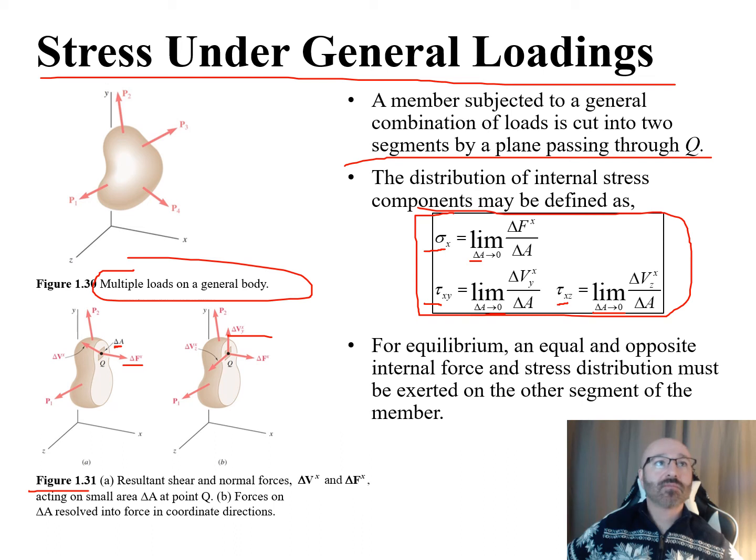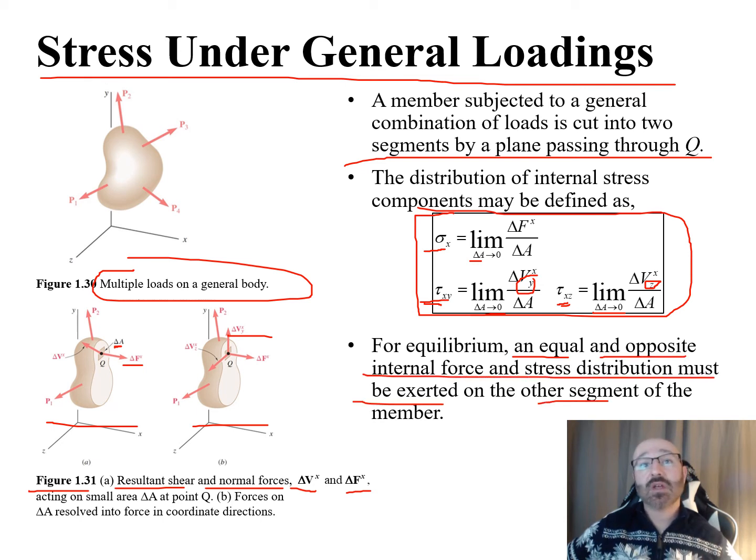So indices are something that's important to pay attention to right here. We're dealing with our tau xy, we're dealing with our tau xz. How does it correspond to our indices for our V up here there? Now our resultant shear is our delta V, and our normal forces is our delta F right there. So paying attention to what we're using for variables and the indices and how they relate back to our problem and our diagrams is going to be important as we're solving these problems out. Now for equilibrium, an equal and opposite internal force and stress distribution must be exerted on the other segment of the member.